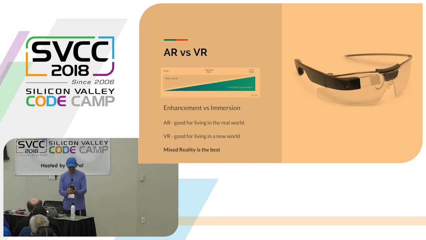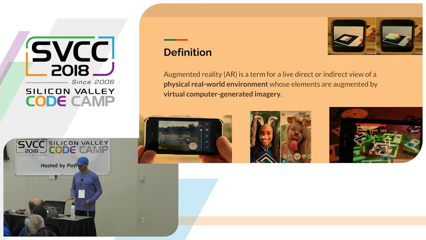Now, we all know what augmented reality is. We've been doing it for a long time. Anytime you take any kind of digital information and you put it on top of the physical world, that is augmented reality. Snapchat has been doing this for a long time with putting ears on people. We've been doing it with markers, and it's been around for a long time.